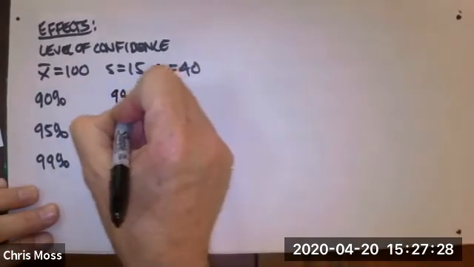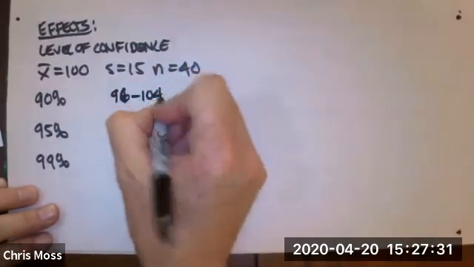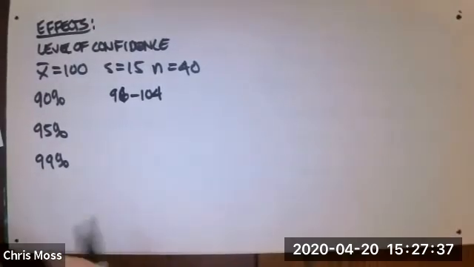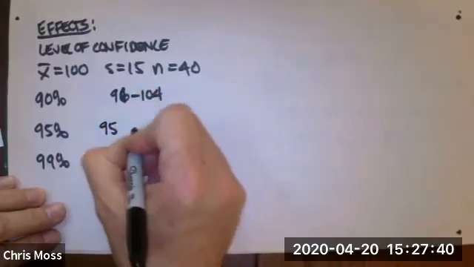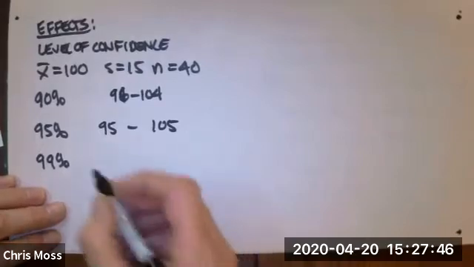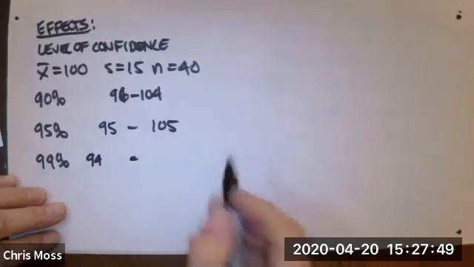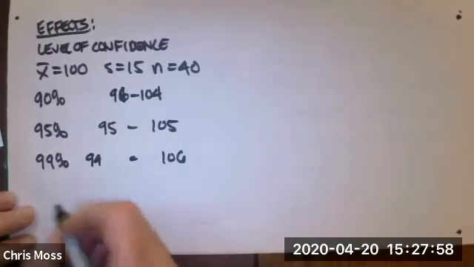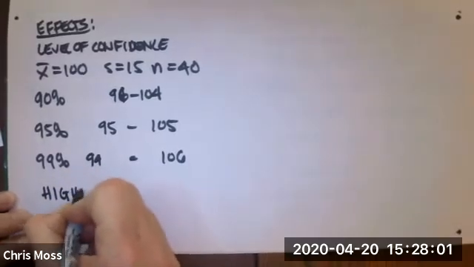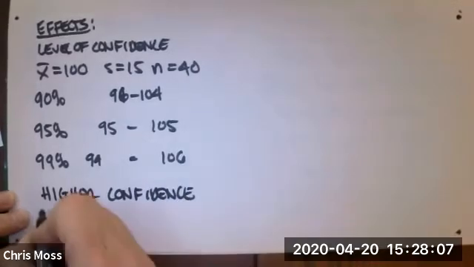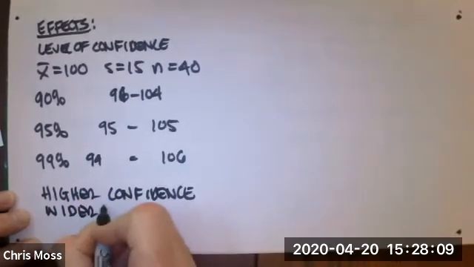Now, I'll run that analysis again, changing only the level of confidence. And when I run it the second time, that confidence interval grows to 95 to 105. When I run it a third time, it grows a final time from 94 to 106. So at the end of the day, I can take a look at this, and it's fairly clear that a higher level of confidence will lead to a wider interval.